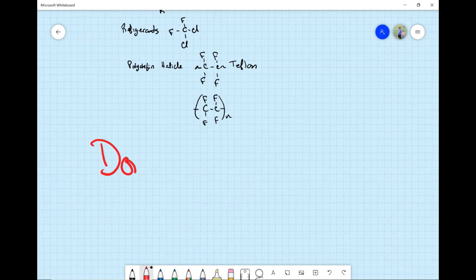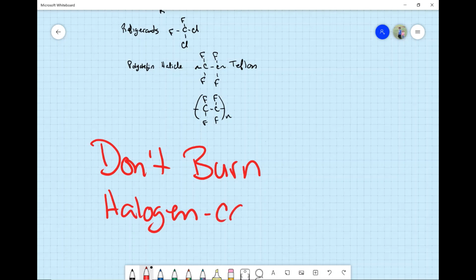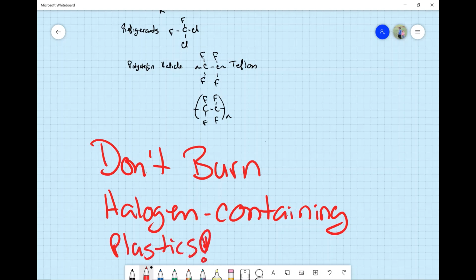Writing it out and taking the time to write it out: don't ever burn halogen containing plastics. Fluorine, bad. It's a toxic gas. In fact, there's been a lot of, maybe not now, but when I was younger, there was a lot of press because Teflon's used on nonstick cookware.